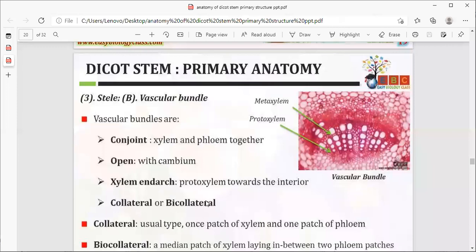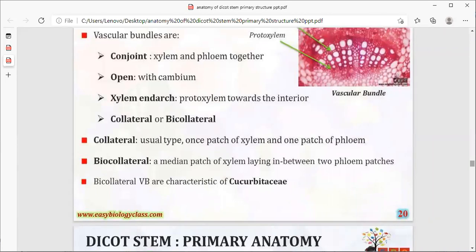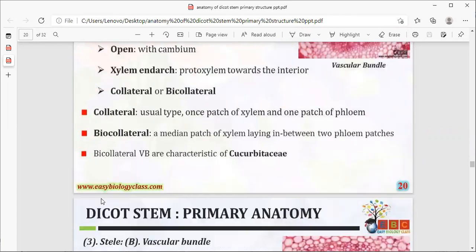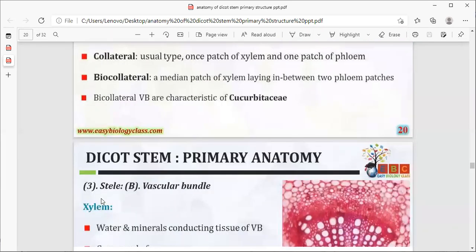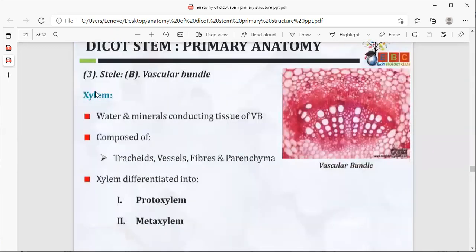Collateral and bicollateral: these are different things. Those in which more secondary growth occurs are found in bicollateral. You see here, collateral usually has one patch of xylem and one patch of phloem. The bicollateral has a medium patch of xylem lying between two phloem patches, especially in the cucurbitaceae, where we can find this kind of structure. You don't need this much detail, let's just see how the xylem cells and protophloem cells look.